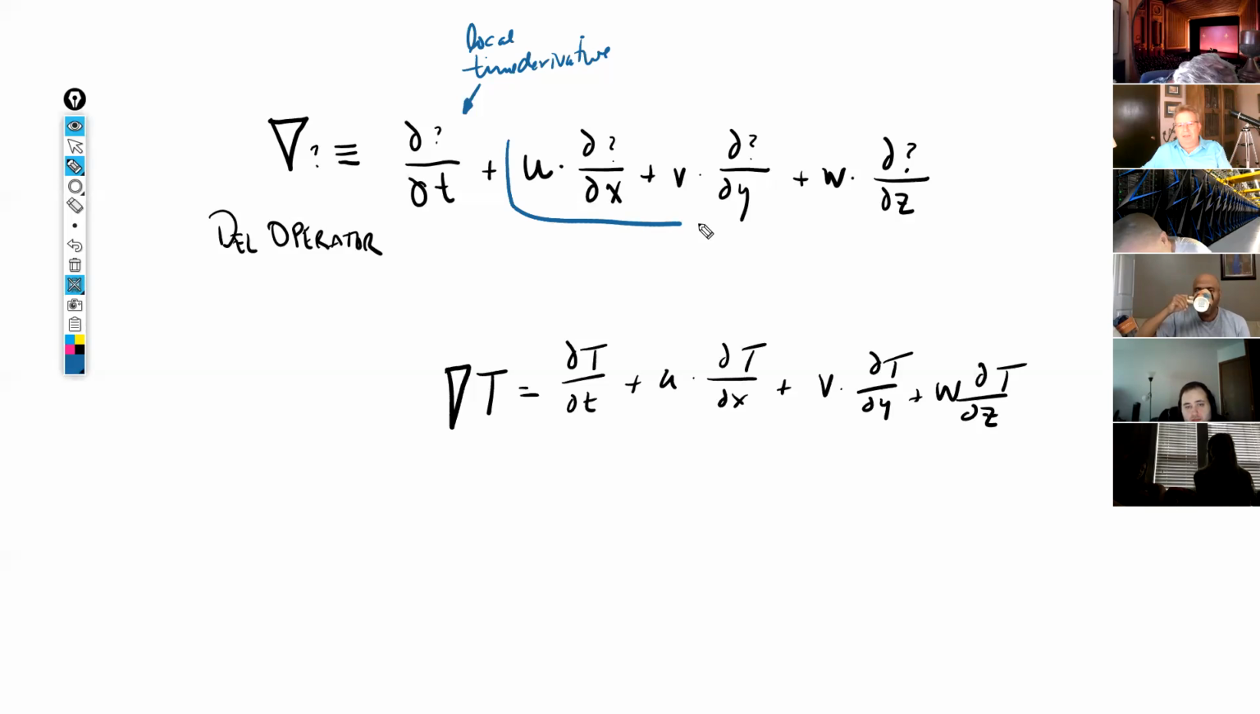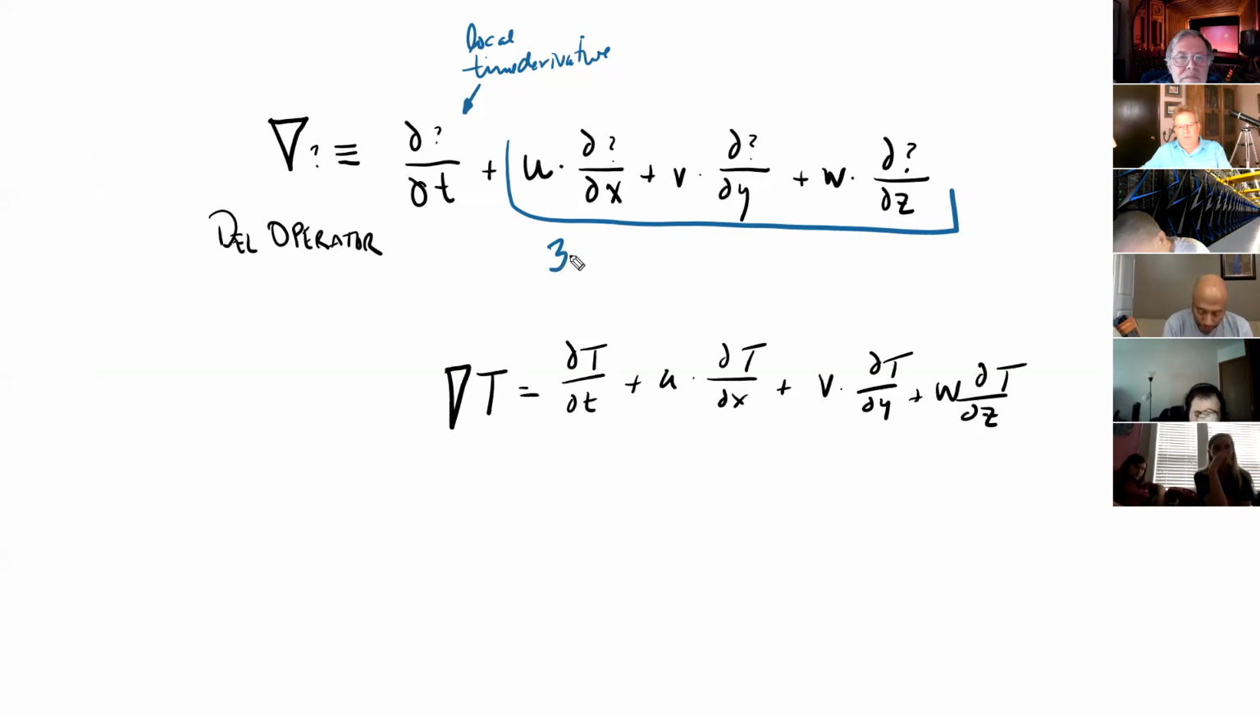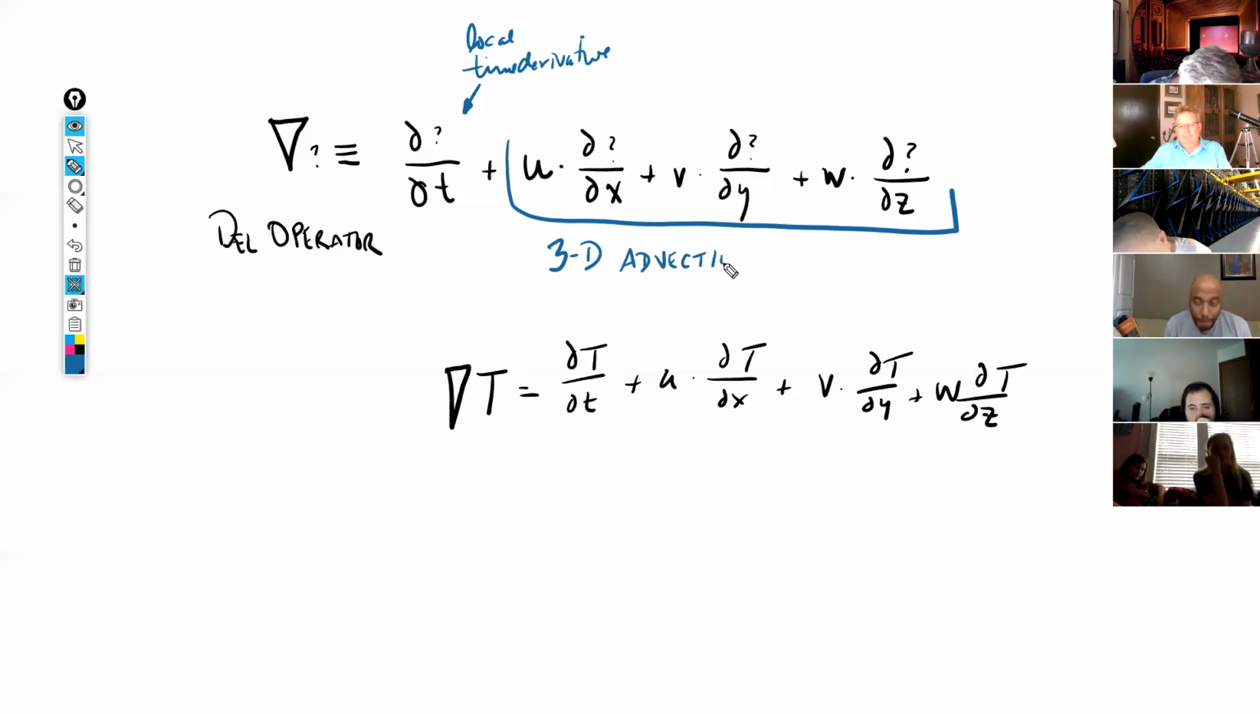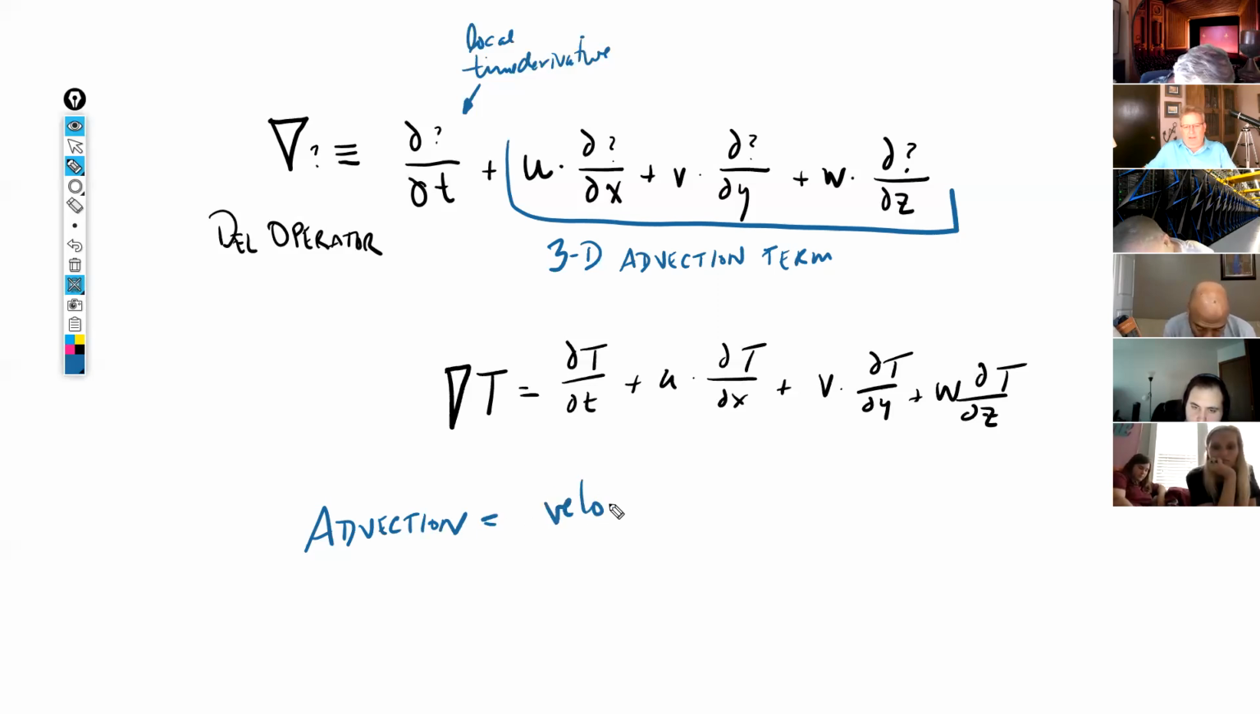This whole thing is known as the three-dimensional advection term. So we're talking about the advection. And advection is always velocity times a gradient.